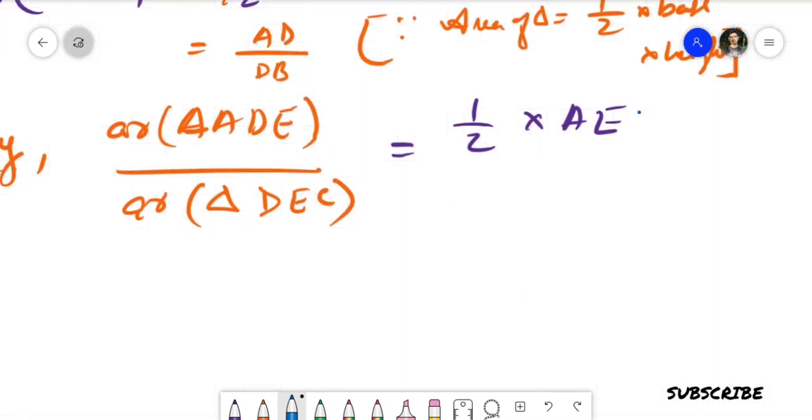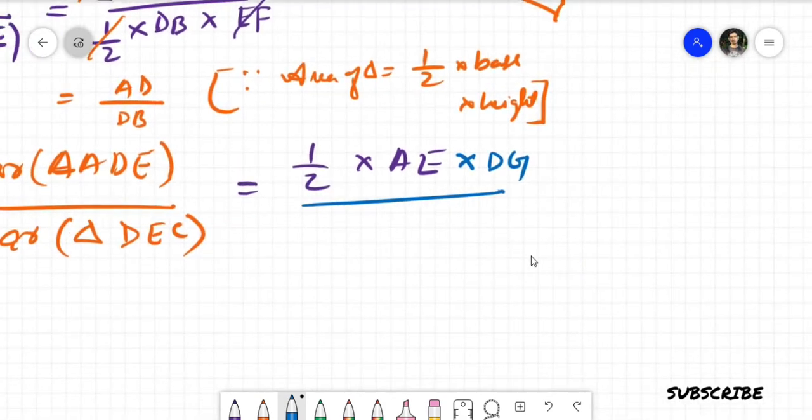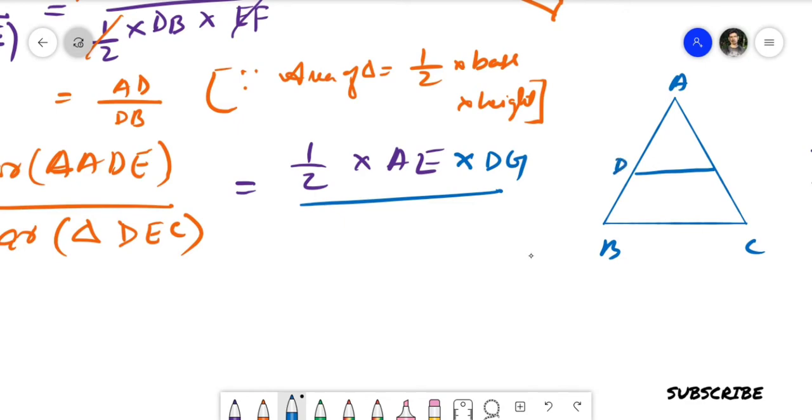So AE into DG, and area of, okay, I will keep drawing the figure so that you can understand. There A, B, C. One drawing is sufficient for you. You don't have to draw all this thing. This is just for explanation. So earlier we have drawn this one at G, yes or no? And we have drawn this one also. So as you can see, this is the height.